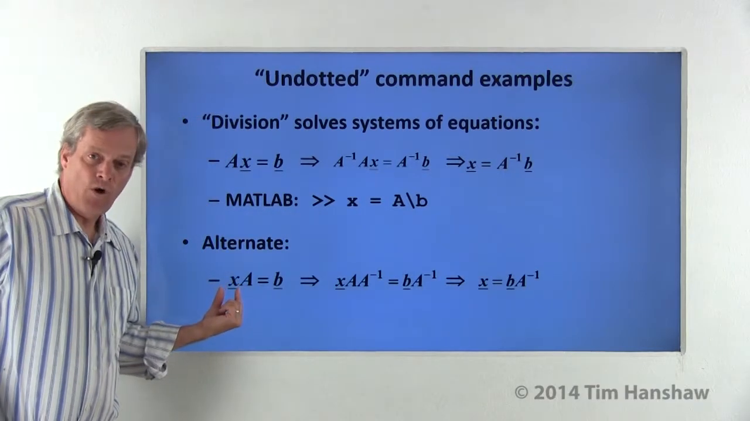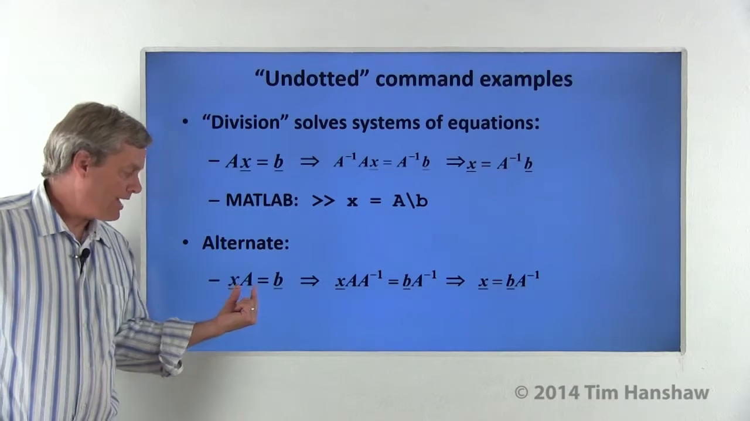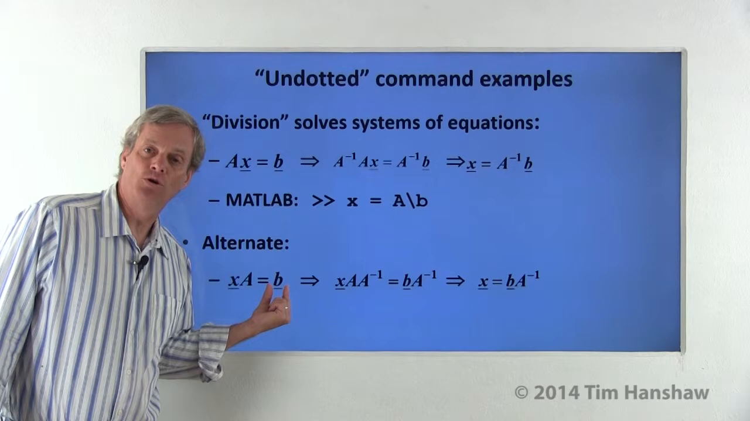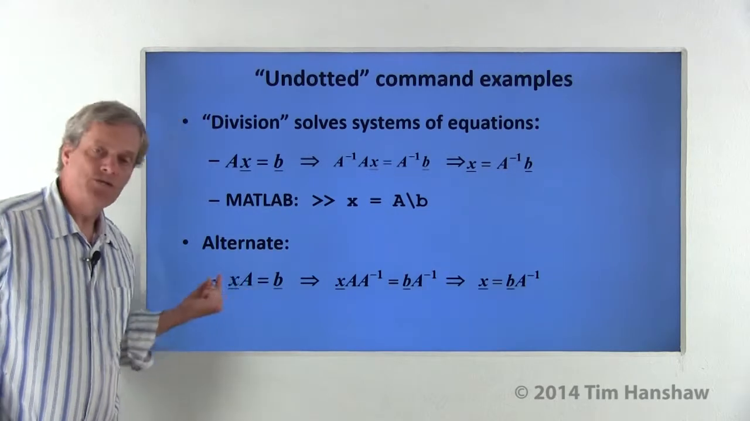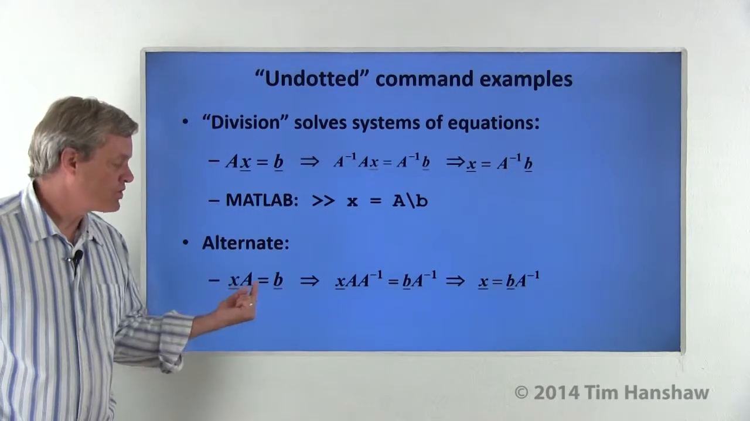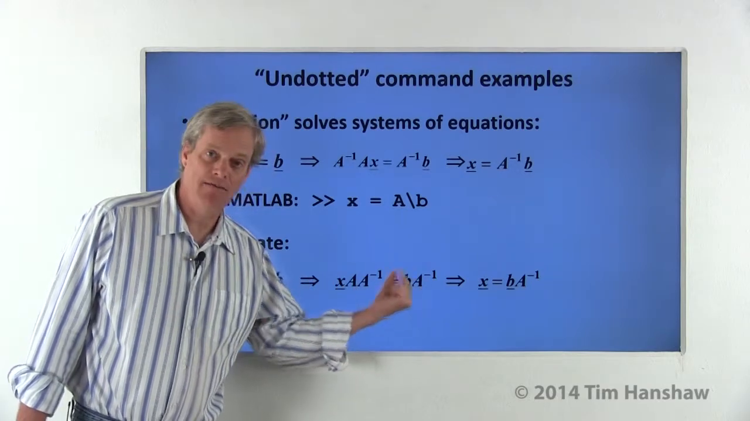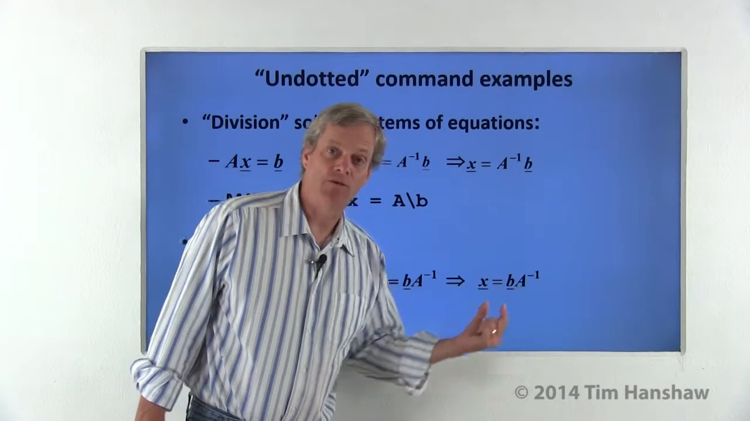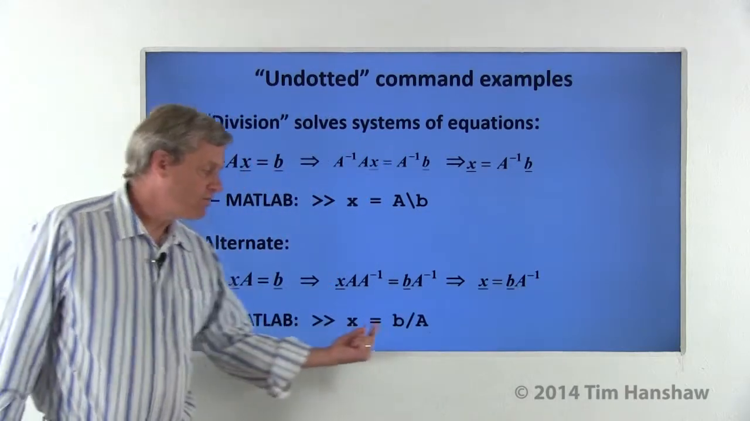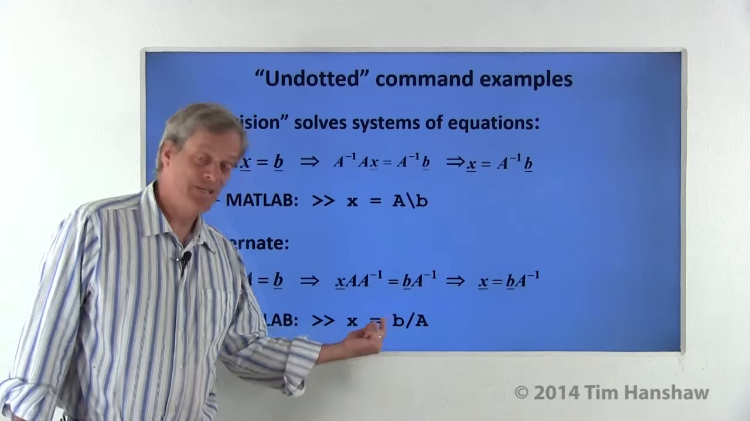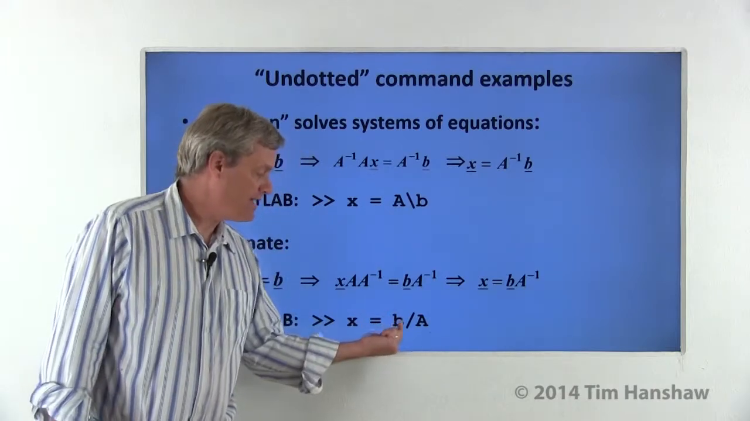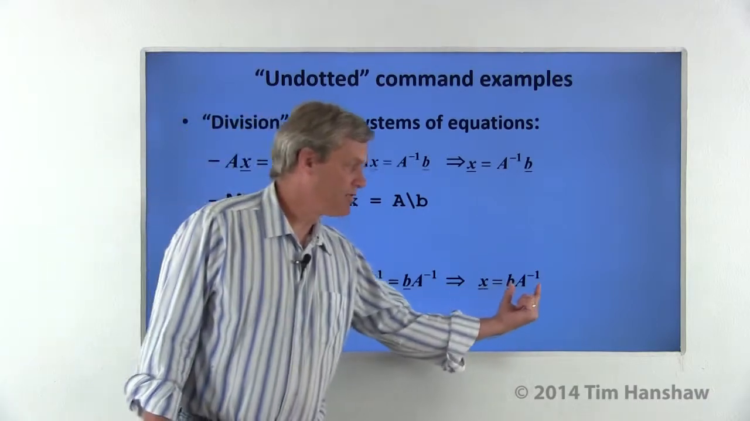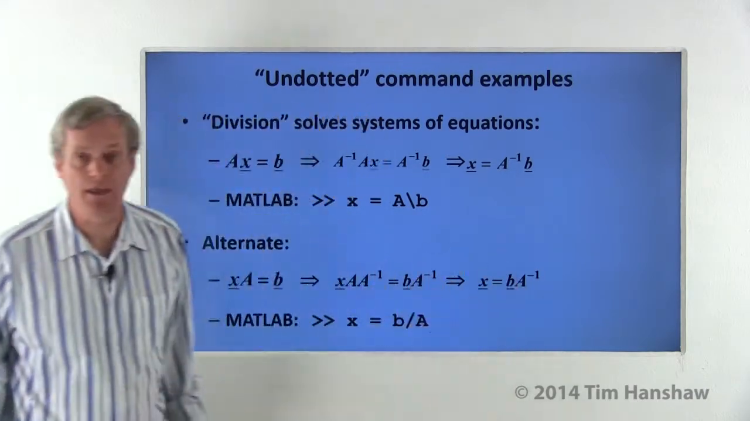You can use a row vector of unknowns. X times your matrix of coefficients A is equal to a row vector of coefficients B. If your equations are written in this form, you post-multiply both sides by A inverse, and if you solve for X, you get B times A inverse. Matlab solves this with a forward slash operator. You're still, in some sense, dividing B by A, but now A appears second in the expression because we're post-multiplying by the inverse of A.